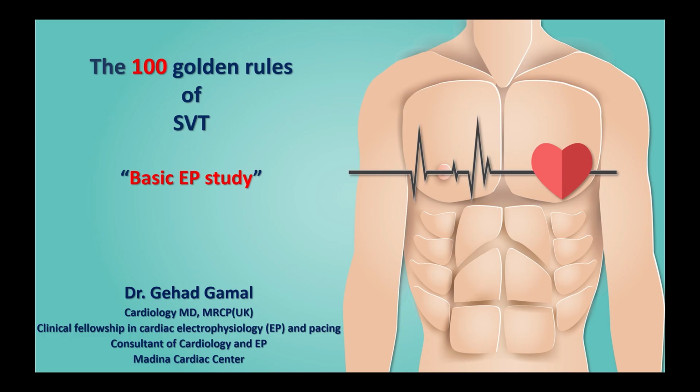Today we are going to continue the module of 100 golden rules in supraventricular tachycardia. Today we will highlight the basic EP study. How can we perform a regular step-by-step approach of electrophysiology study to differentiate between the nodal and the extranodal conduction to reach the diagnosis? We have a differential diagnosis of supraventricular tachycardia. Is it atrial tach, AVNRT, accessory pathway mediated tachycardia?